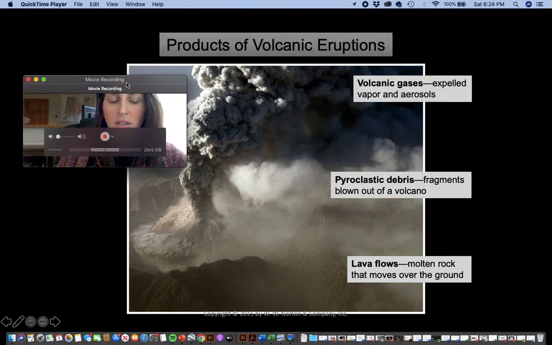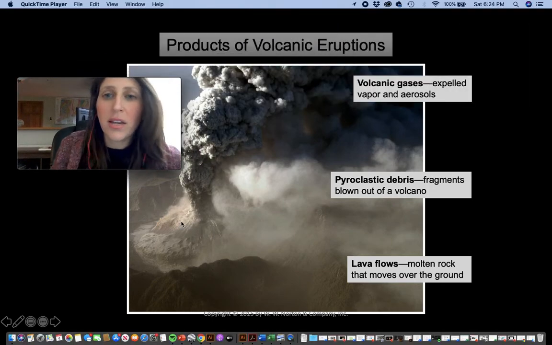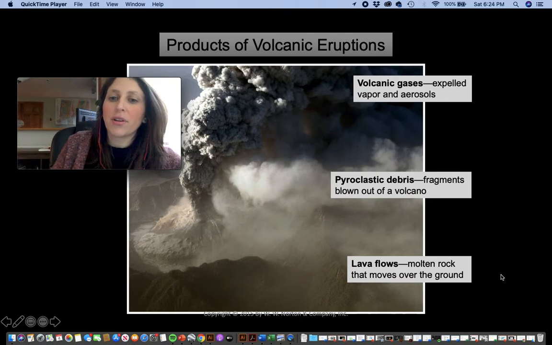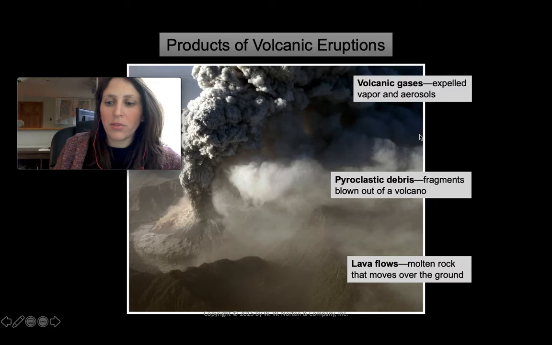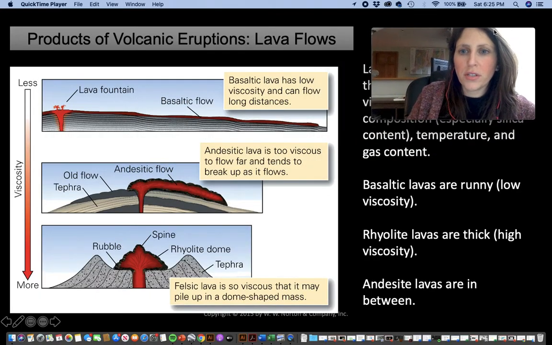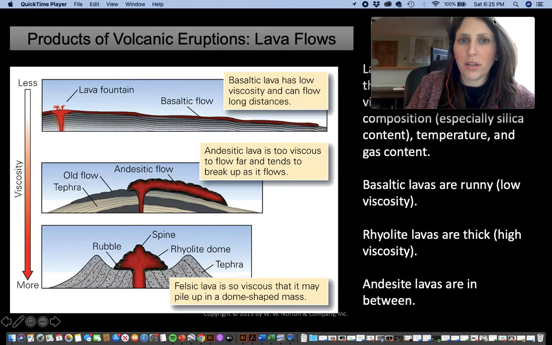Okay, so now let's look at the different types of products that you can get coming from your volcanic eruptions. So we have lava flows, pyroclastic debris, and then you have gases. So these are all different products of volcanic activity. So we'll look at each of these. Okay, so the first topic we're going to look at are lava flows.